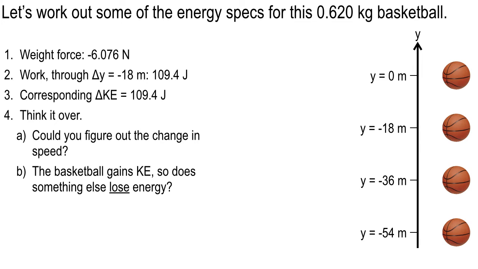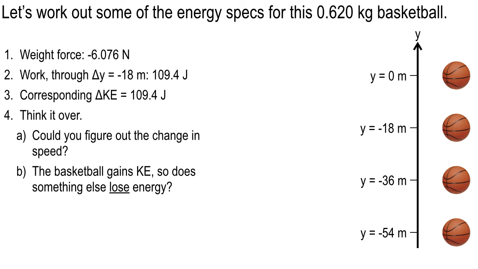Now, a couple of questions to think over, and we're going to do some more clicking about these questions. We're going to do some homework about this first question. Could you figure out the change in the speed? Go ahead and jot this down. If I tell you that the change in the kinetic energy is 100 joules, for a nice round number, 100 joules of delta KE, can you use that to figure out the change in the speed? I mean, it's one half m v squared. It's delta of one half m v squared. Homework tonight, you'll have some problems fooling around with that.